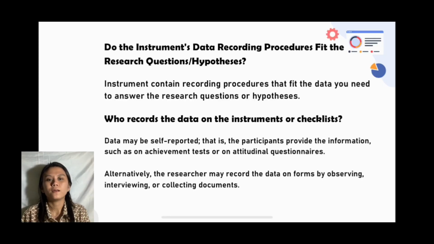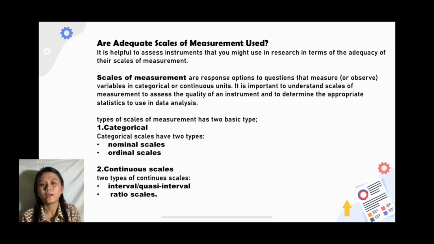Do the instrument's data recording procedures fit the researcher's questions or hypotheses? The answer is yes. To choose a good instrument, its data recording method should match your research needs. Participants might give you the information themselves, like tests or surveys. Alternatively, the researchers could record it through observation or interviews. Letting participants provide the data saves time, but if the researcher records it, they can ensure better quality. So what are scales of measurement?